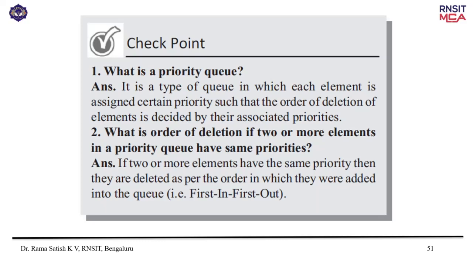And what is the order of deletion if two or more elements have the same priority? This is the question. If two or more elements have the same priority, then they are deleted in the order in which they were added. That is first in, first out. So if both A and B have the same priority, and B has come before A, then B will be deleted first and A will be deleted later. So, first come, first served. This is what we discussed yesterday, a small review.